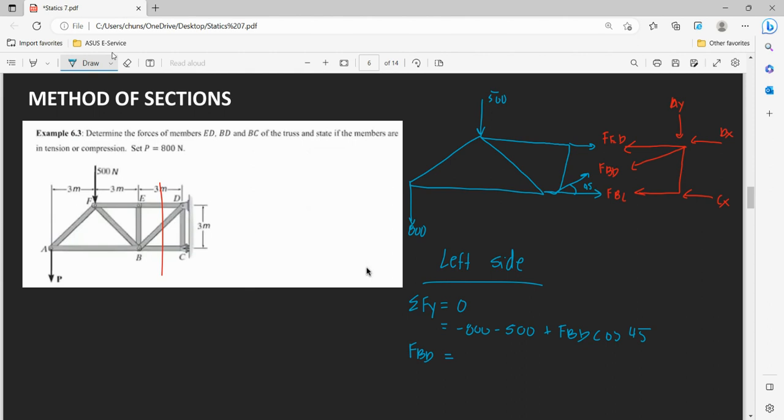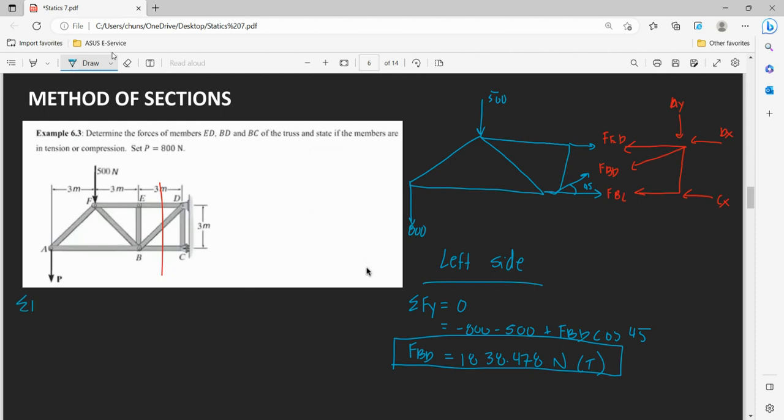So this is going to be equal to, so let's move that 800 and that 500 to the other side, and then this is divided by cos 45. And this is going to be 1,838.478. And this is newtons. And this is positive, so that means the direction that we assumed was correct. So this is in tension.